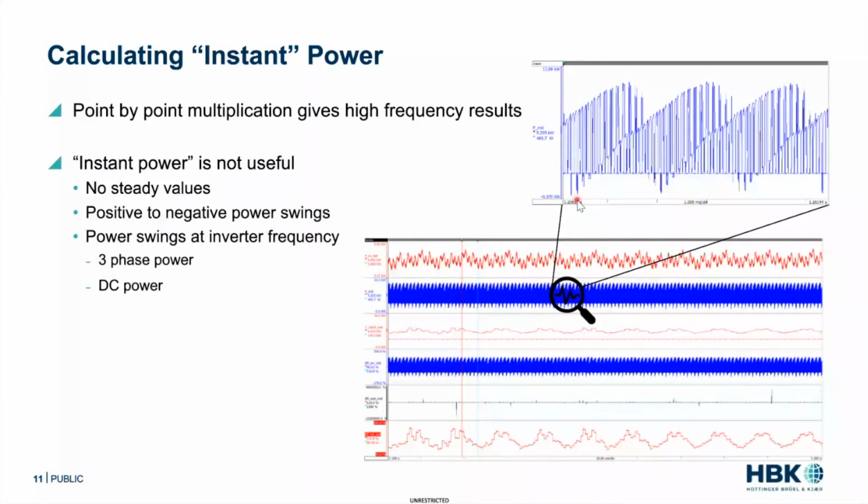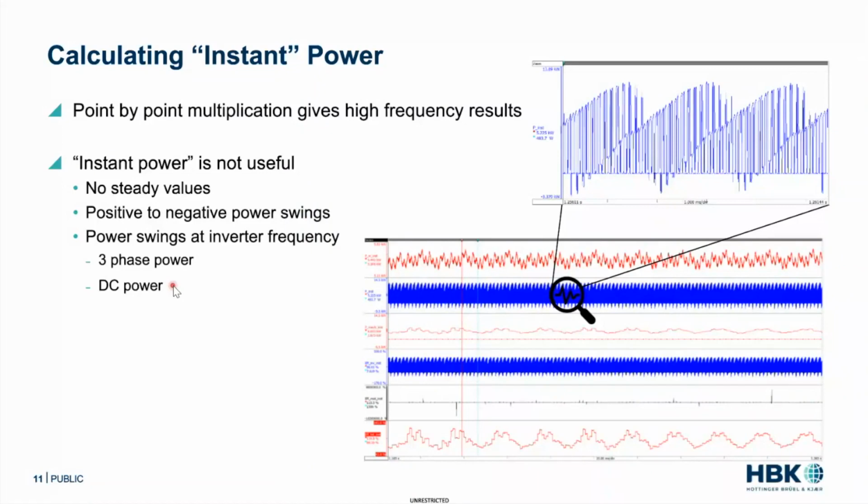So this is not useful. This doesn't tell me anything about average power. This doesn't tell me much about instantaneous power. This is just wild. This is nonsense. So instant power really is not useful. And I don't even know if you can think of it as being a useful thing because it's getting filtered by this machine. It's a nice thought experiment if you want to fall asleep. There's really no steady state value. You have these positive and negative swings, and it's at that inverter frequency. And you might say, well, that's just for the AC inverter. What about the DC?